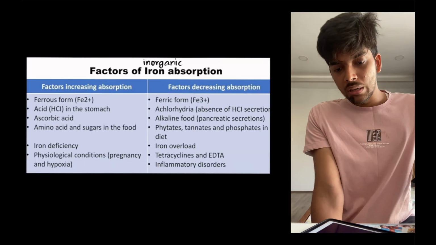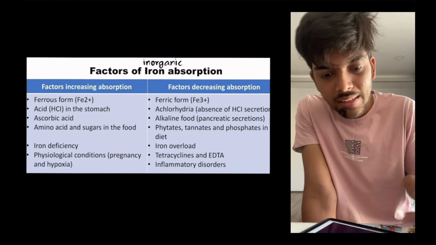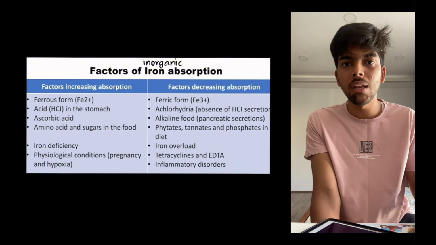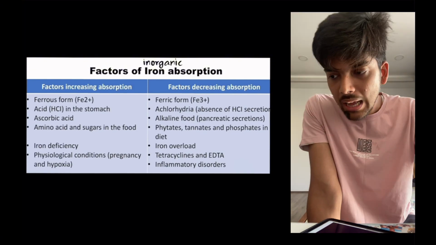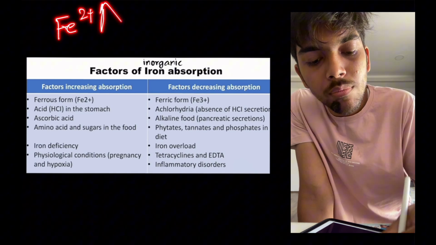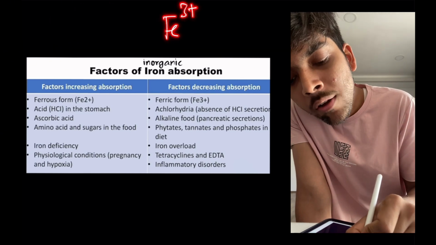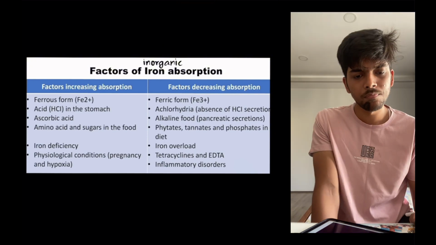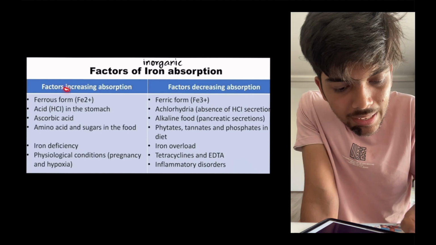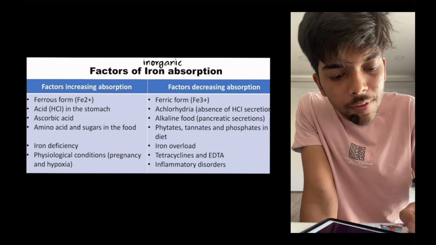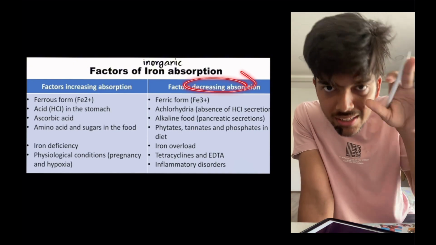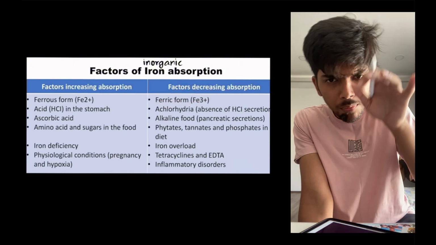Okay, now as I said earlier, your inorganic iron is absorbed in ferrous form, not in ferric form. So let's say you have taken inorganic iron. If this inorganic iron in your body is present more in ferrous form, more absorption will take place. If it is present more in ferric form, less absorption will take place. So, factors increasing absorption and factors decreasing absorption. What will increase absorption of inorganic iron? Obviously, ferrous form will increase absorption. More ferrous form, more absorption. What will decrease absorption? Ferric form. More ferric form, less absorption.